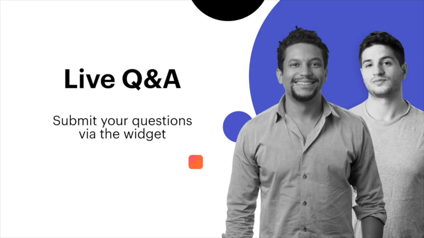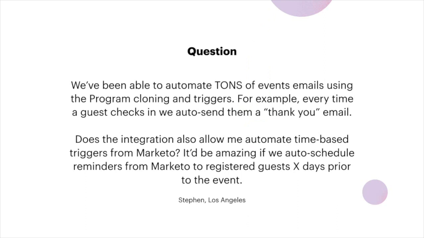Okay, we have time for about one or two more questions. Here's a longer form question I was asked, and it's a good one. Tim, I'll let you read this. Okay. We've been able to automate tons of events emails using the program cloning and triggers. For example, every time a guest checks in, we auto send them a thank you email. Great. It's what you should be doing. Does the integration allow me to automate time-based triggers from Marketo? It would be amazing to be able to auto-schedule reminders from Marketo to register X number of days prior to the event. I think that's actually a great question.